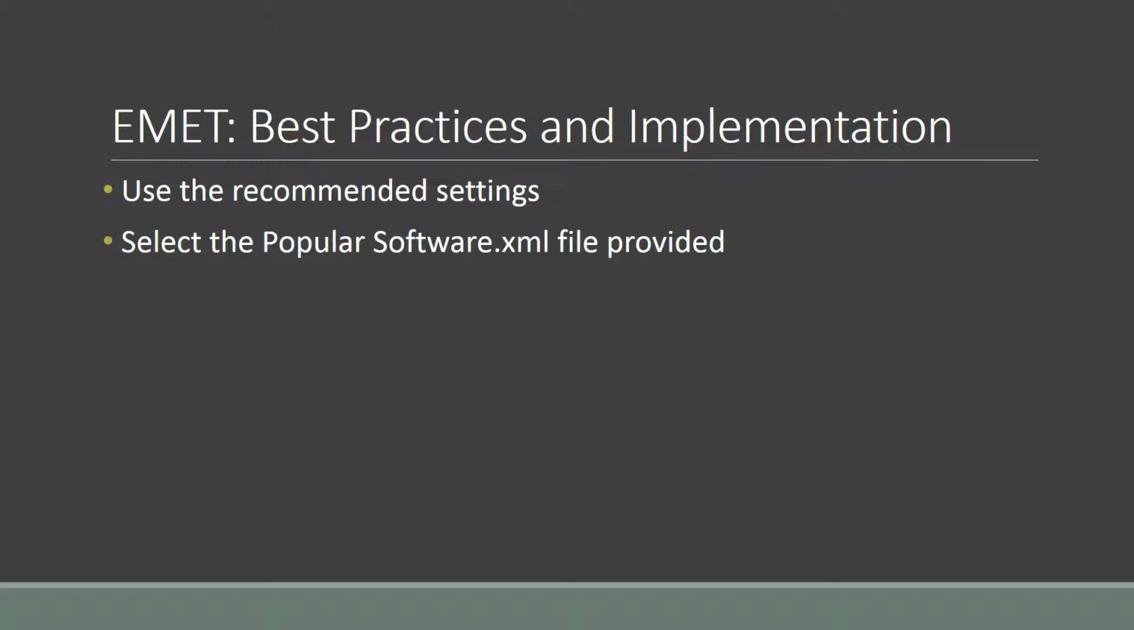You can view the rules installed on your system by clicking the Apps button under Configuration in the ribbon at the top of the window. Your computer should now be more secure. Following these steps will help harden EMET.